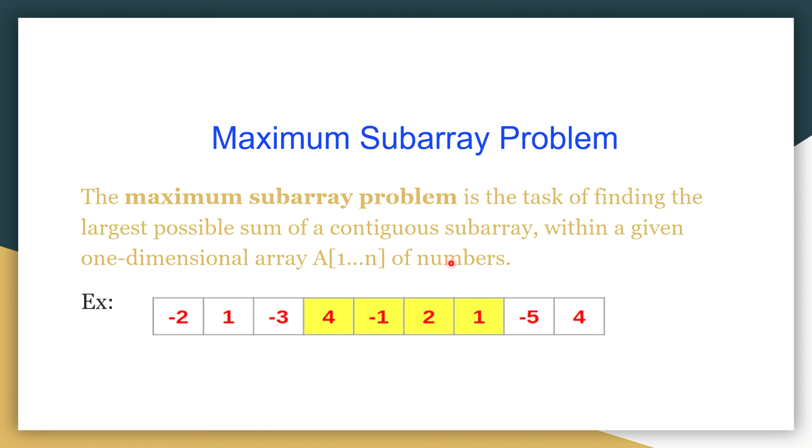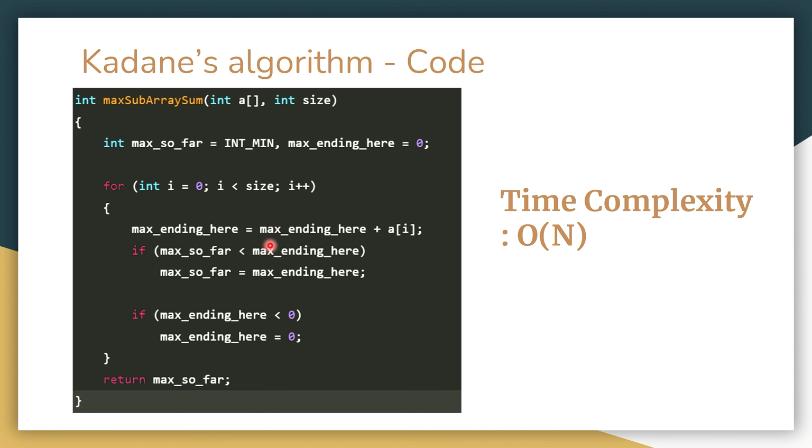I think you have understood the problem and the algorithm. Since it is a single iteration, the time complexity will be O of n, and we use constant space here, since it is an efficient way of solving this problem.